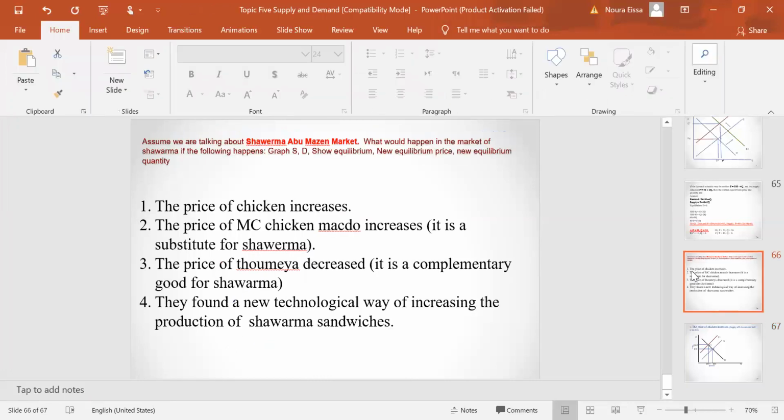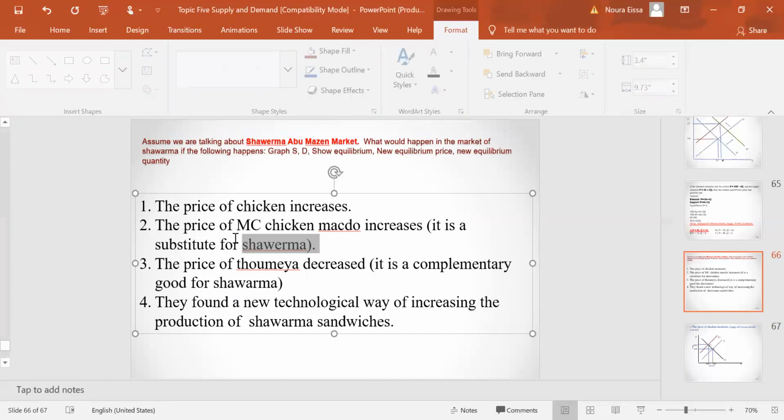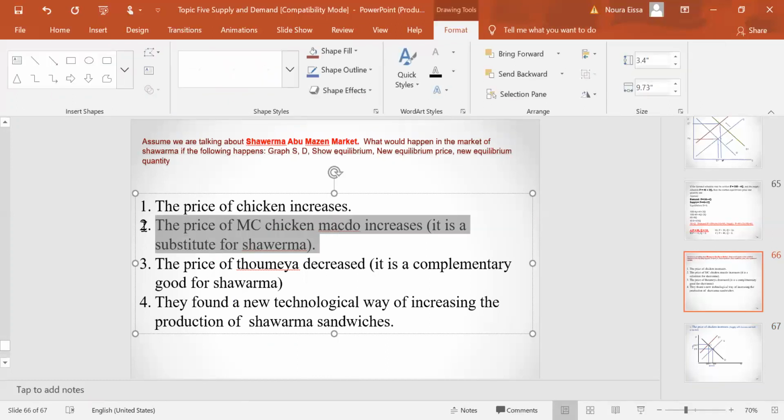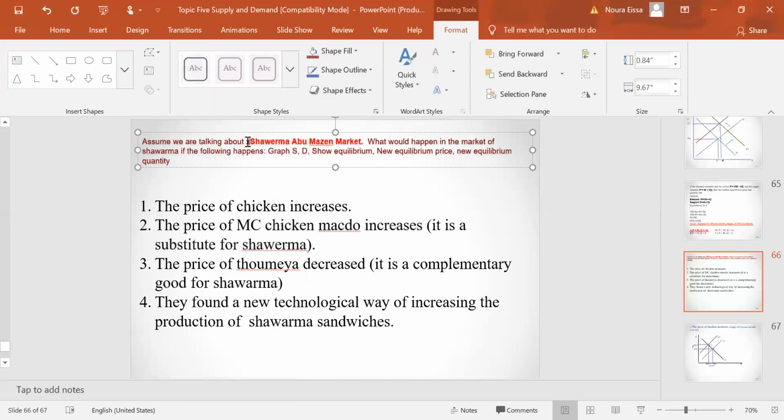So this is number one. Number two, let's take number two. We're still talking about which market? The market for shawarma. Let's write chicken shawarma actually. Chicken shawarma.